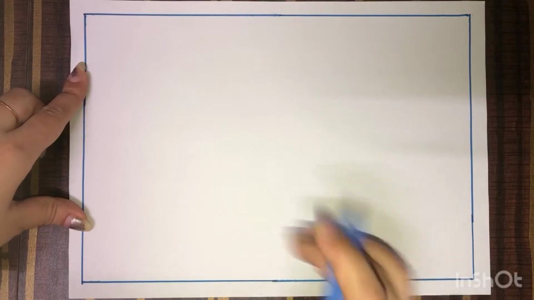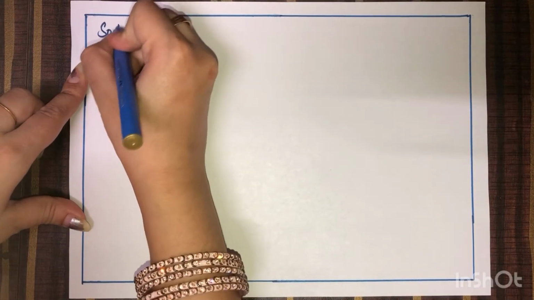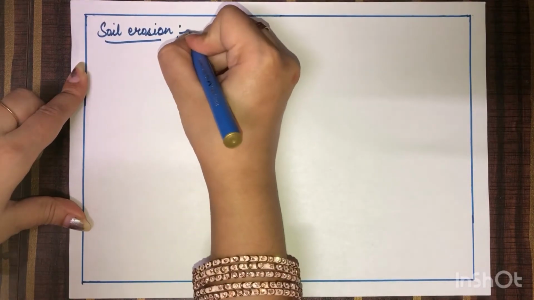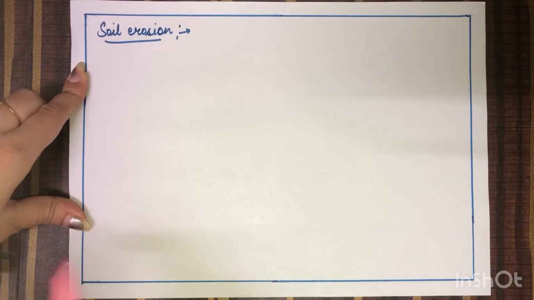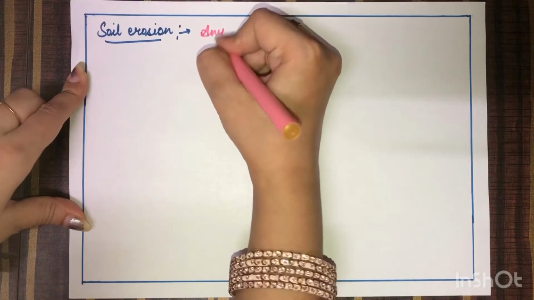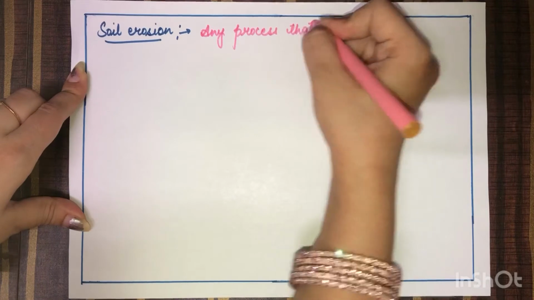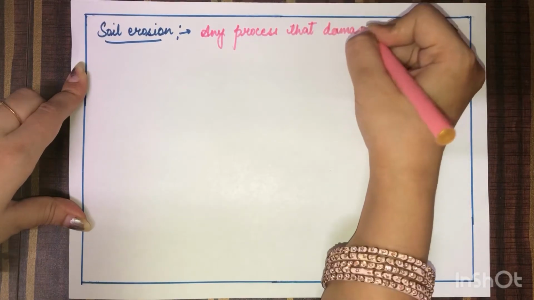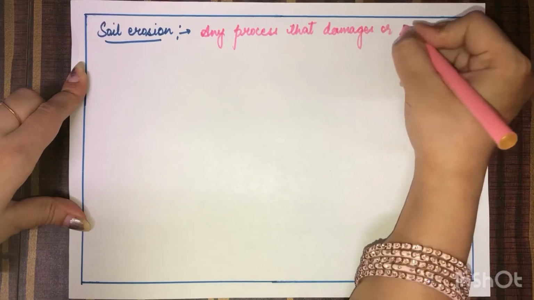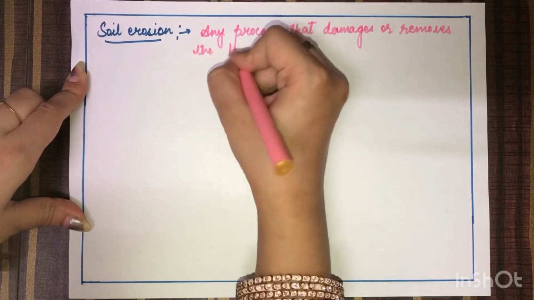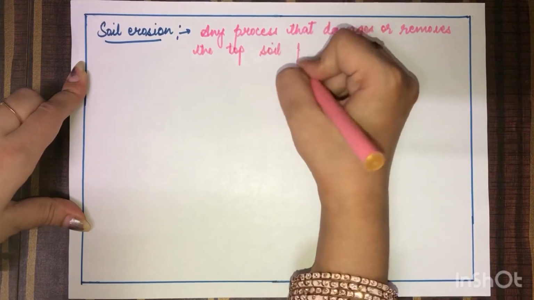Get started with part 2 on soil erosion and conservation. Soil erosion. Now, what is soil erosion? Any process that damages, remember the word, that damages or removes the topsoil from a particular region.